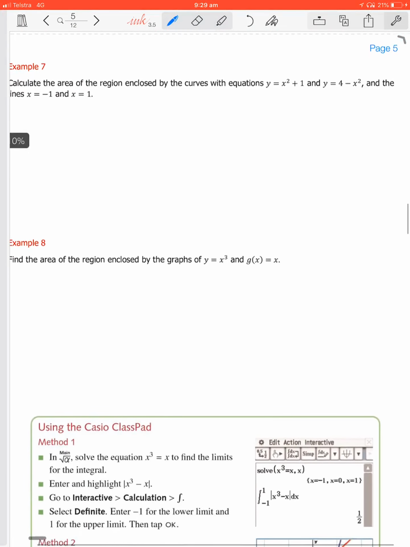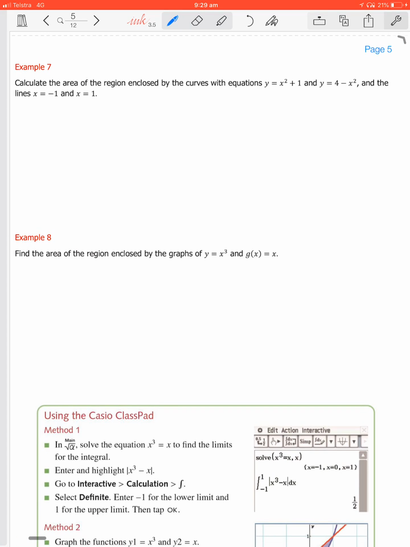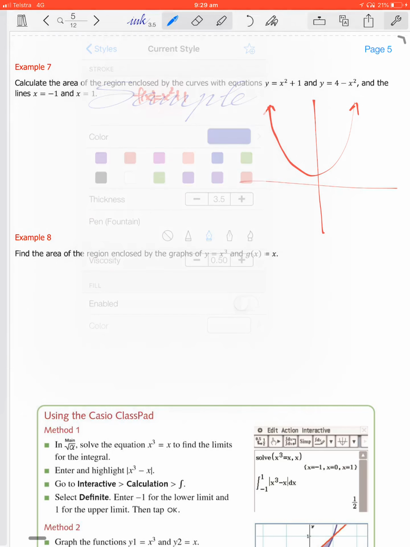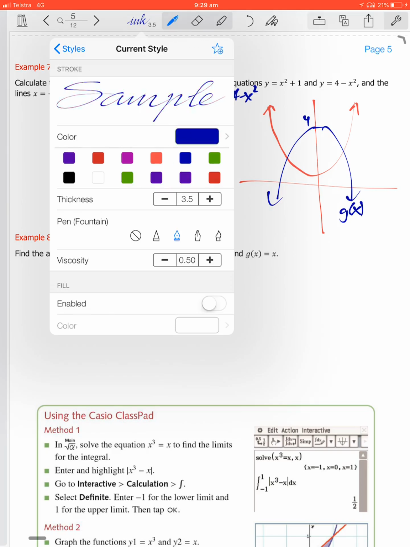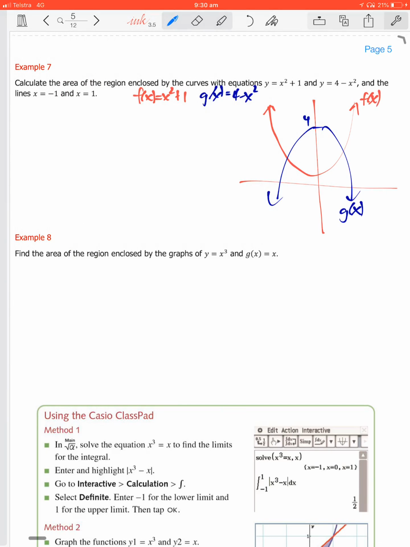Okay, find the area of the region bounded by the curves x squared plus 1 and 4 minus x squared. So there's x squared plus 1. Let's call it f of x. G of x, we're going to call that 4 minus x squared. There's 4. G of x, f of x, we know, is below the curve. We want it between -1 and 1.